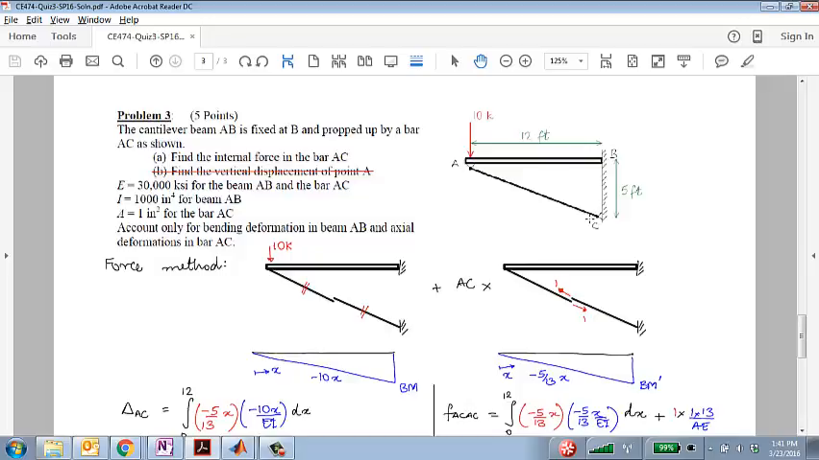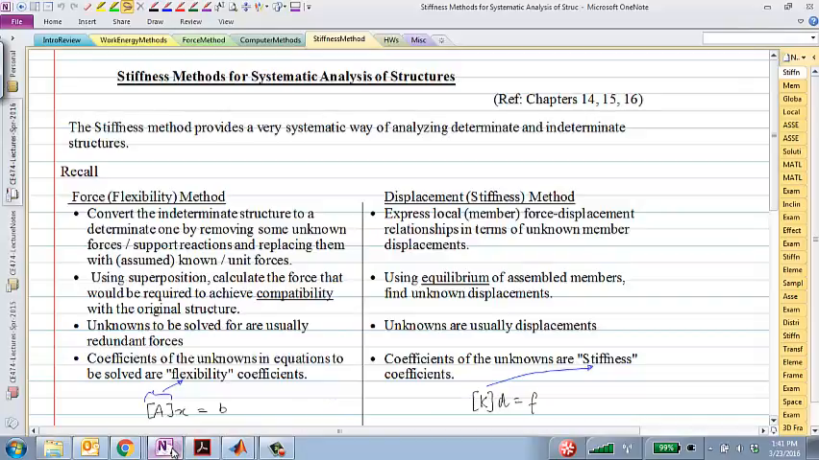I think most of you did very well on the quiz. I think aside from small calculation errors, I did not see too many of you making big conceptual mistakes. So that's good. Okay. All right. So let's jump back into the stiffness method that we started last time.